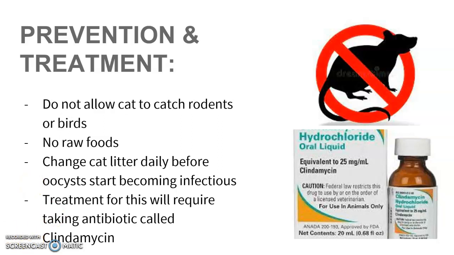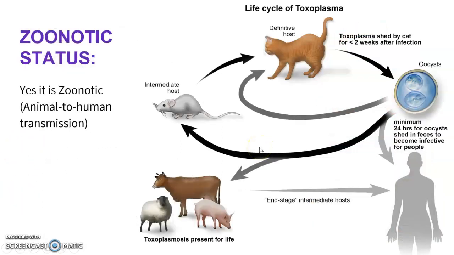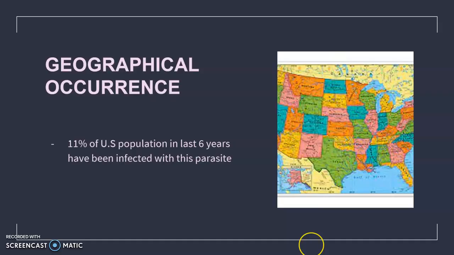It is an antibiotic and it's only for use in animals, not humans. The zoonotic status for this parasite is yes, it is animal to human transmission. Because the parasite lies in the feces of cats, and we are responsible for removing the cat litter, it's really important to do it daily or as soon as possible to prevent any parasite infection to yourself.